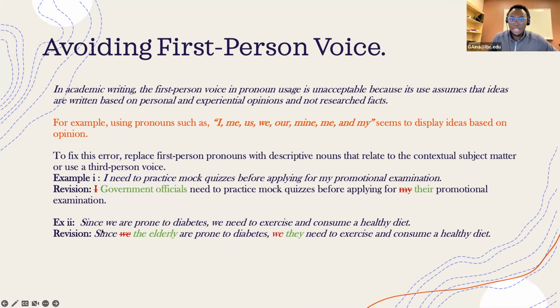Now, the second example is this: since we are prone to diabetes, we need to exercise and consume a healthy diet, right? Now, the word we here is a first person pronoun. So I changed that to since the elderly. I just changed we to the particular noun that I am talking about. Since the elderly are prone to diabetes, they, that is a third person pronoun, need to exercise and consume a healthy diet. So that is the simple way to avoid first person voice.